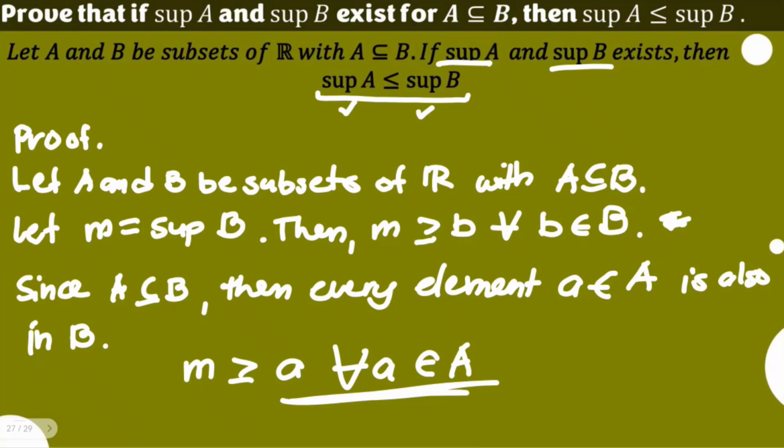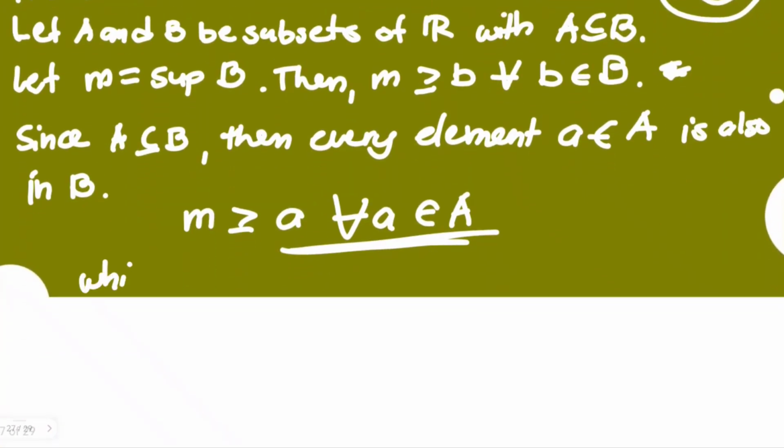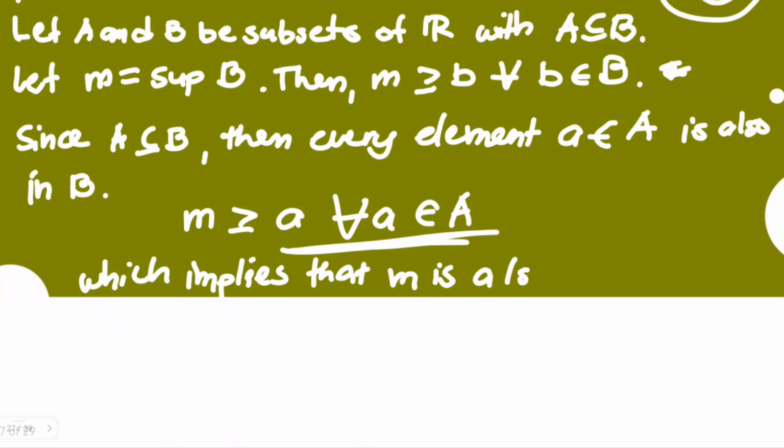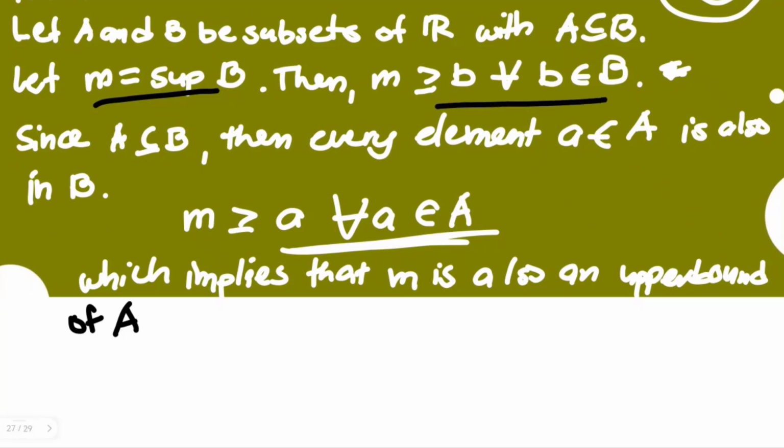Here's the catch: if we have this set B and this is set A, and M is the supremum of set B, then it is also greater than or equal to all elements in A, because A is just part of B. This further implies that M is also an upper bound of A, because in the first place, it's also an upper bound of B. Now, given that M, being the supremum of B, is the upper bound of B and also the upper bound of A, we can look into two different scenarios.